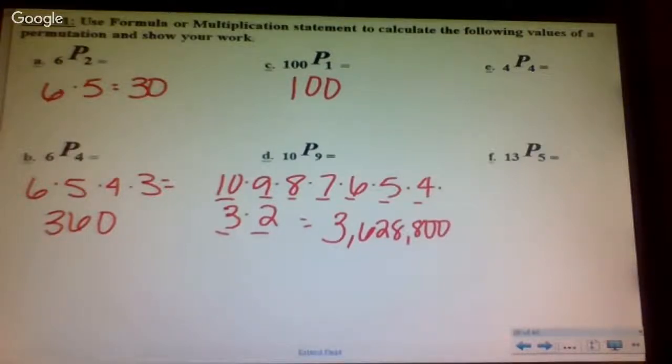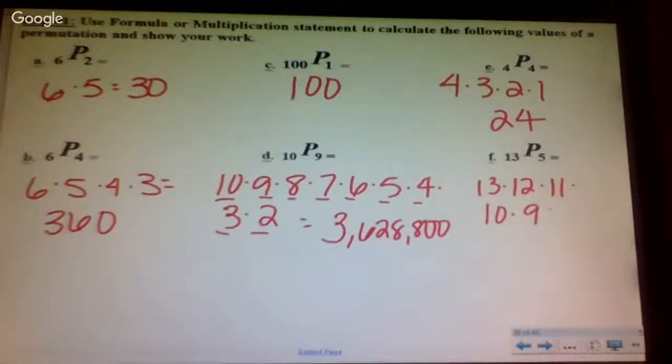It's a lot of numbers to multiply together. 4 permutate 4. For all numbers, it's all of them. 4 times 3 times 2 times 1. 24. And 13 permutate 5. 13, 12, 11, 10, 9. Perfect. And you get 154,440.